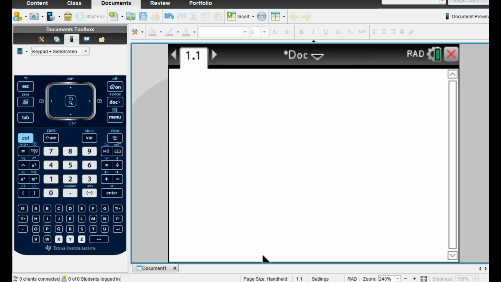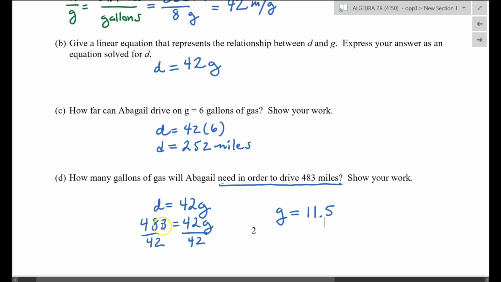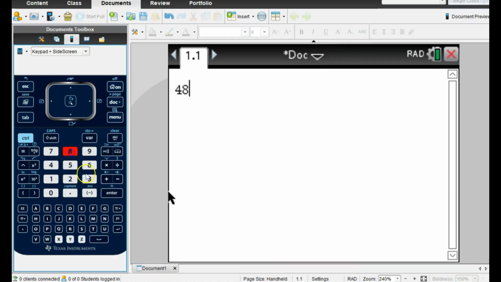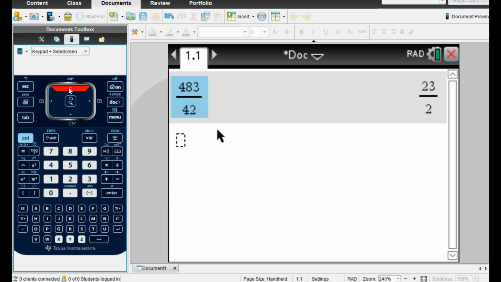So I know that I have to divide 483 by 42. 483 divided by 42. And it gives me this, right? So again, it's one of those things where we have to know how to use the tool, right? If this ever happens, the simplest way to fix it is to highlight this answer and hit enter, and what does that do?